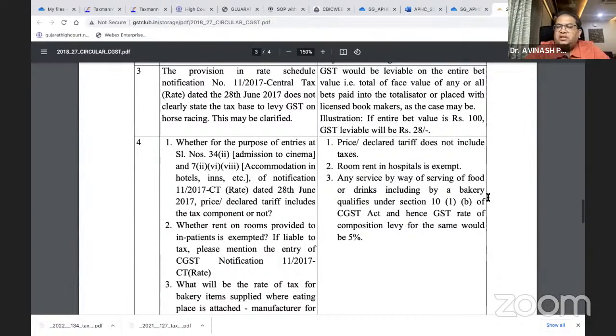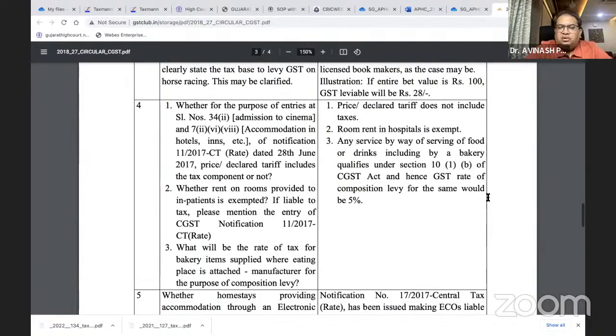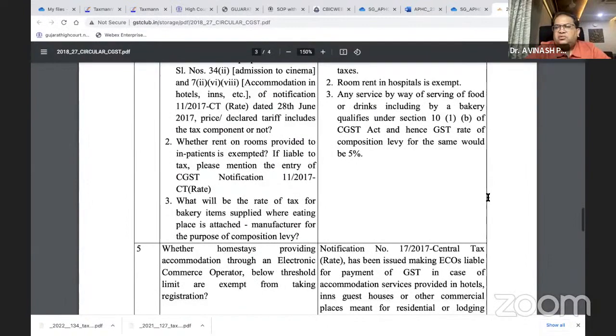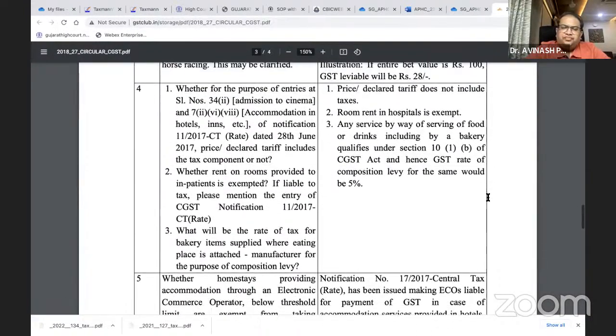So it says price or declared tariff does not include the taxes. So it is the basic amount which does not include any tax. Second, whether room rent of rooms provided to inpatients is exempt. If liable to tax, please mention the entry in GST Notification number 11/2017. Room rent in hospitals is exempt. For inpatients, all the room rents are exempt.